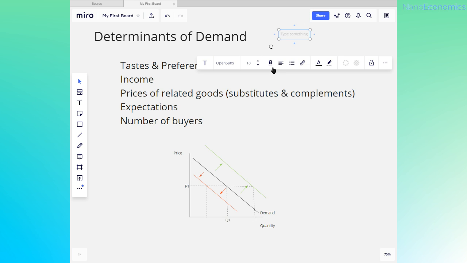So the easiest way to always remember what these are: things that shift the demand curve. That's it. Basically, they're factors that lead us to construct the demand curve in a different way.